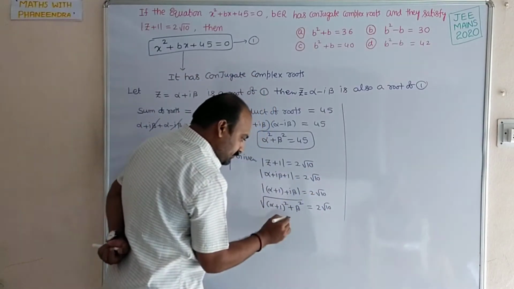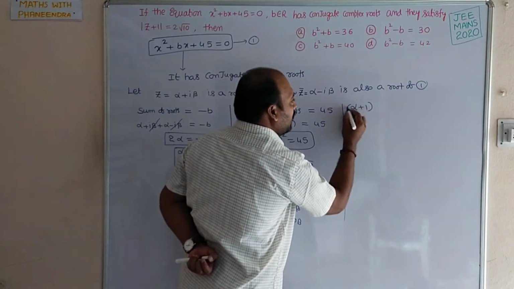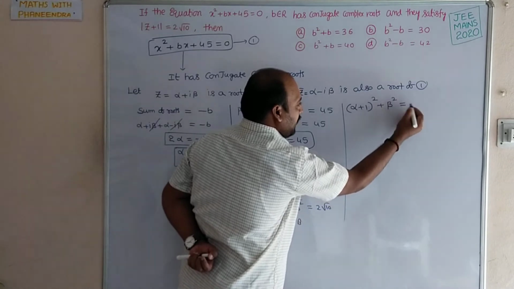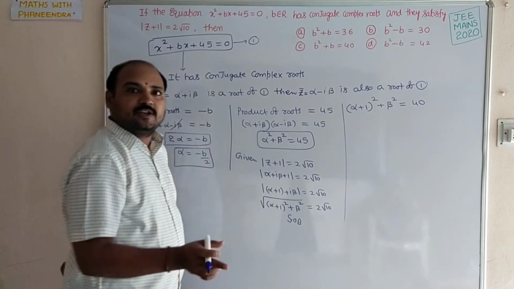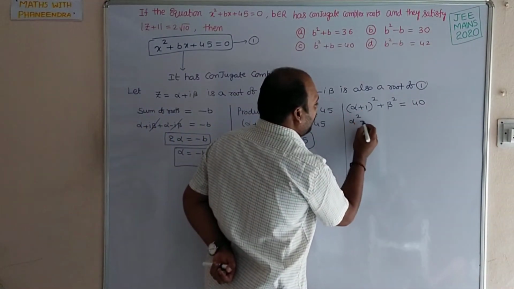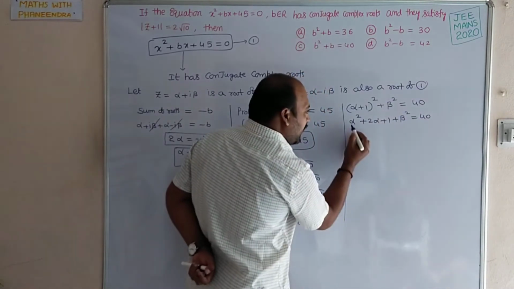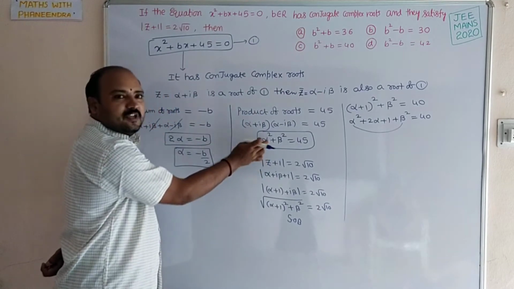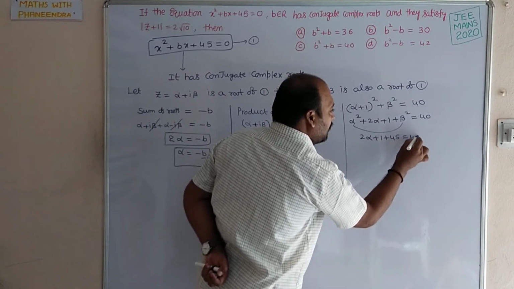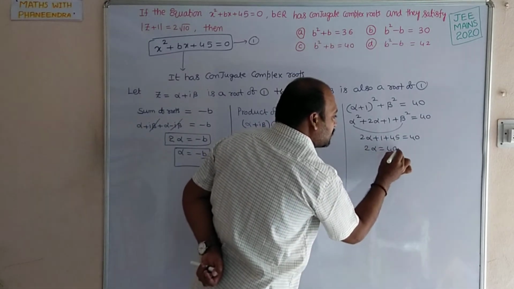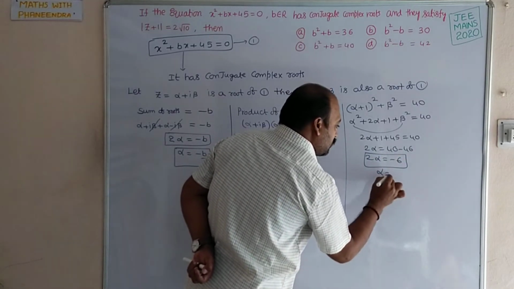Squaring on both sides, it will become alpha plus 1 whole square plus beta square is equal to 2 root 10 whole square, 40. 2 square means 4, root 10 whole square is 10, 10 into 4 is 40. So alpha square plus 2 alpha plus 1 plus beta square is equal to 40. In place of alpha square plus beta square, you have to replace with 45. So 2 alpha plus 1 plus 45 equal to 40. So 2 alpha equal to 40 minus 46. So 2 alpha equal to minus 6 and alpha equal to minus 3.